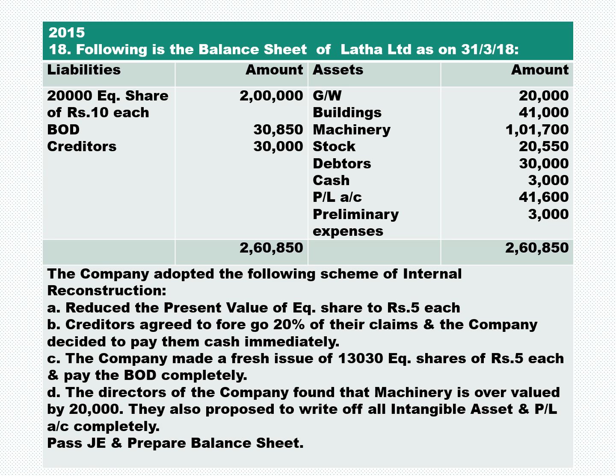Following is a balance sheet of Lata Limited as on 31/3/18. So we have 20,000 equity shares of rupees 10 each fully paid. So fully paid equity share we have 2 lakh, BOD 30,850, creditors we have 30,000. Then we have goodwill. Goodwill has to be written off because in the adjustment clearly mentioned that intangible assets to be written off. So we have an intangible asset of 20,000. Then we have building, machine, stock, debtors, cash. PL account compulsorily has to be written off.